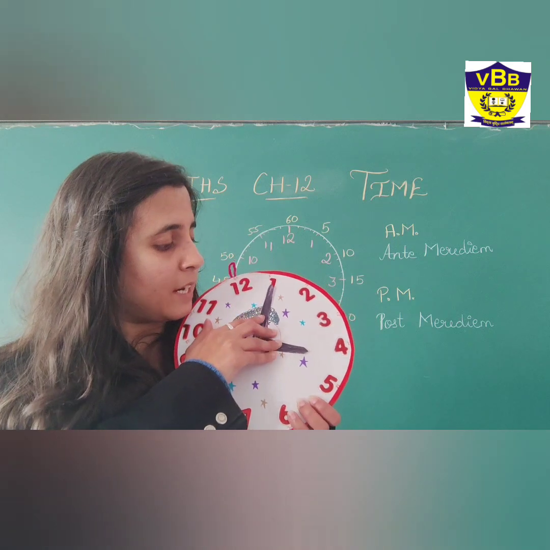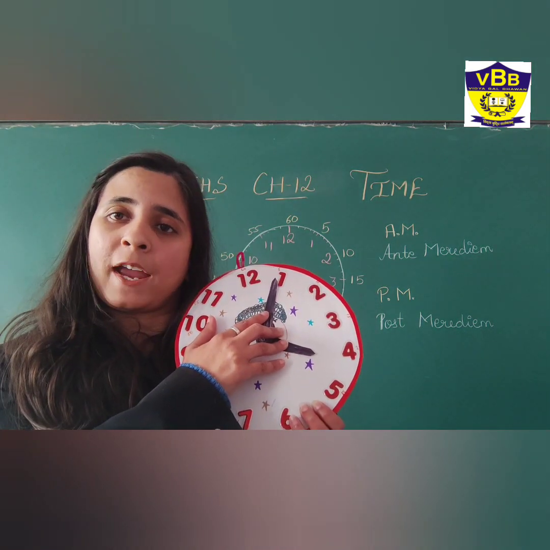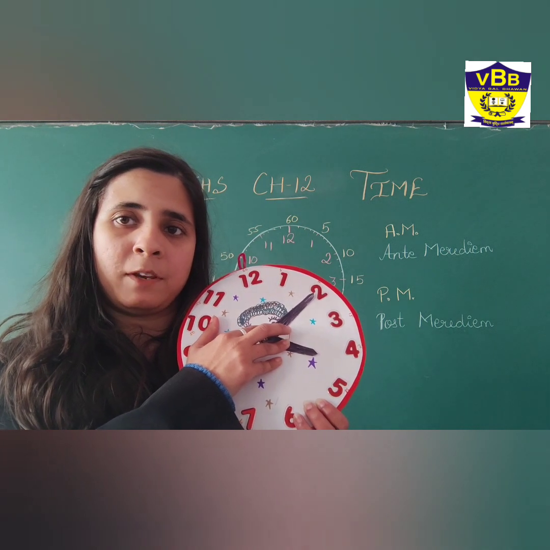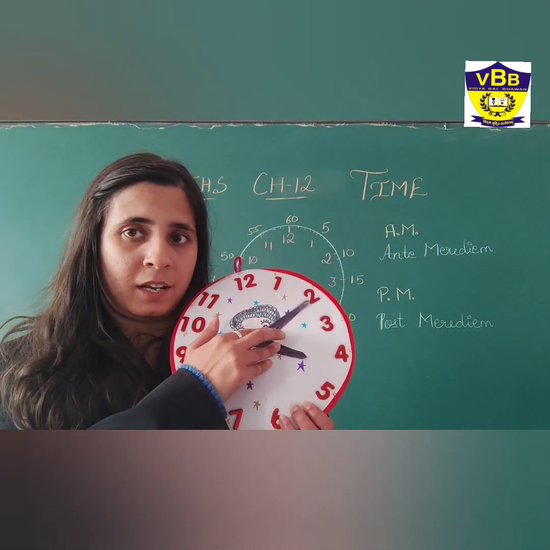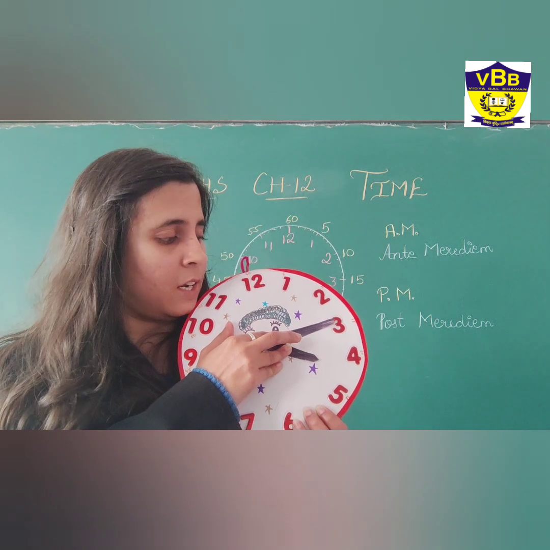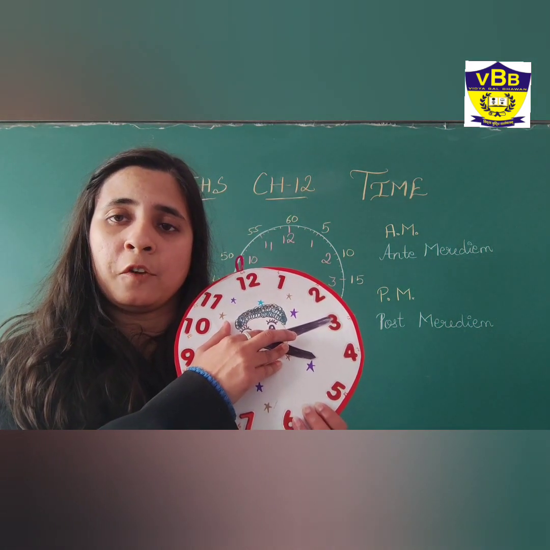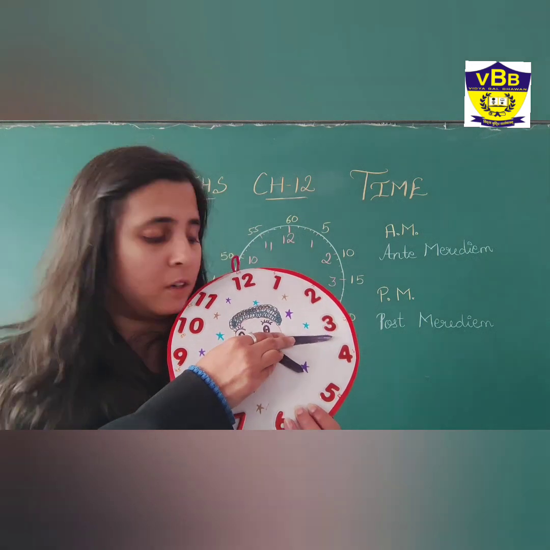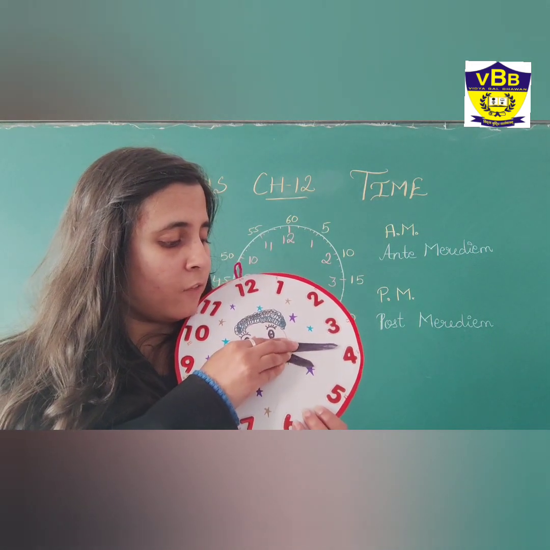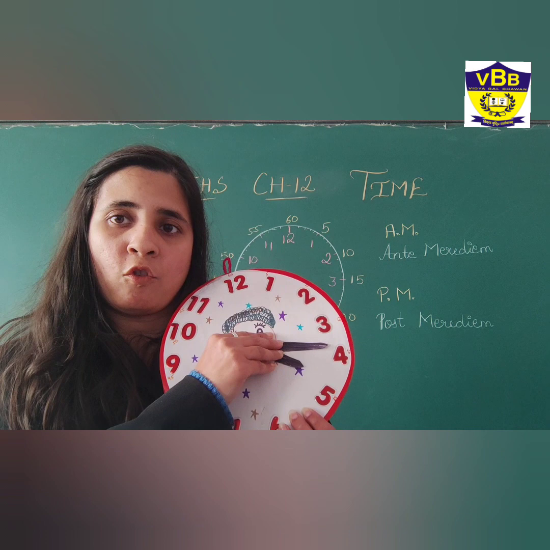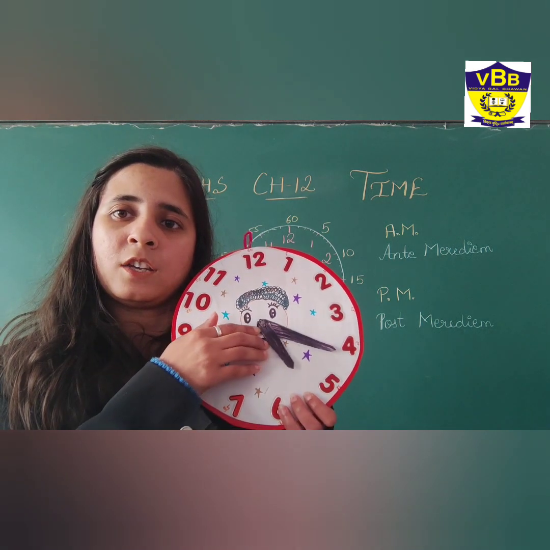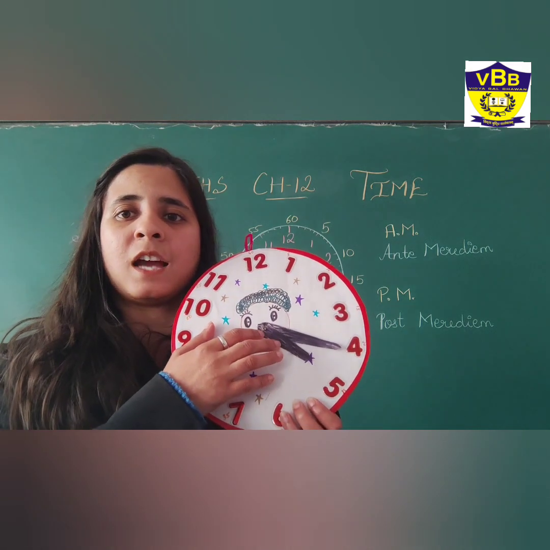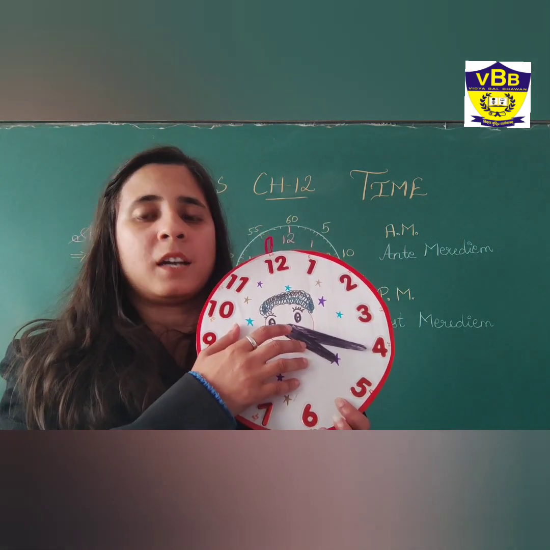So this will be said as 4:05. If it has moved to 2, that means it will be 4:10. If it is at 3, it is 4:15. And if it has moved to 4, the clock is showing the time 4:20. And this is how we can read the time.